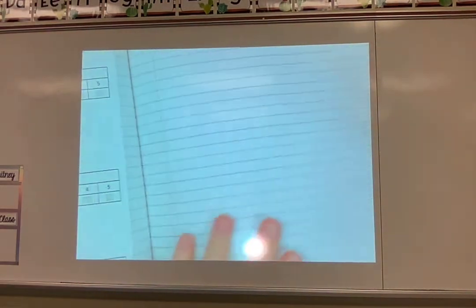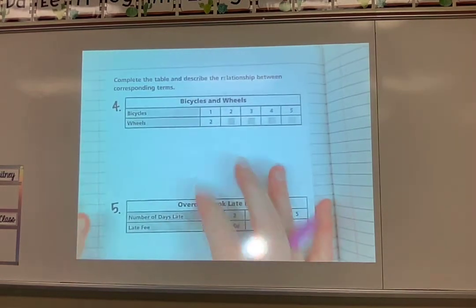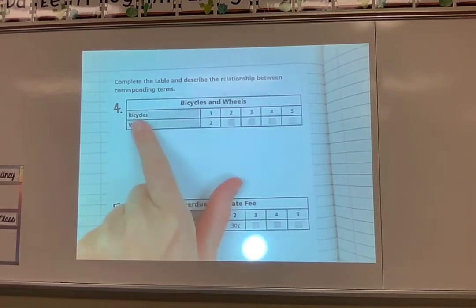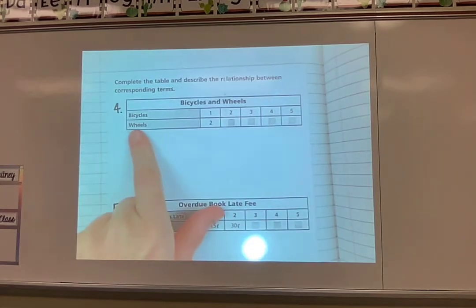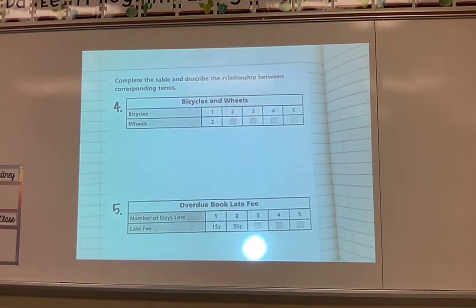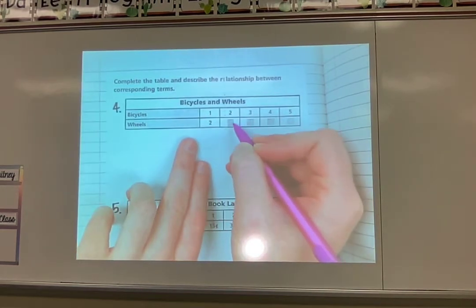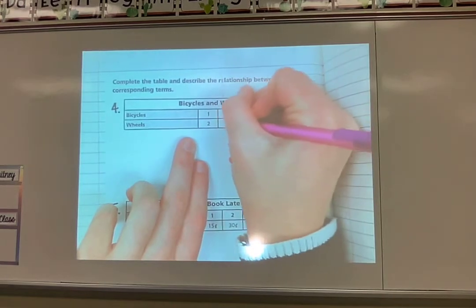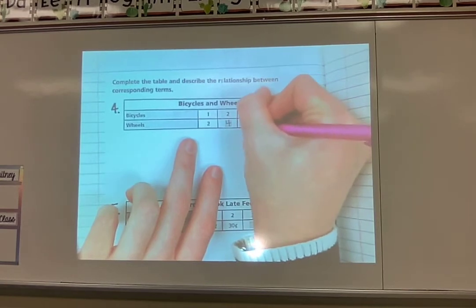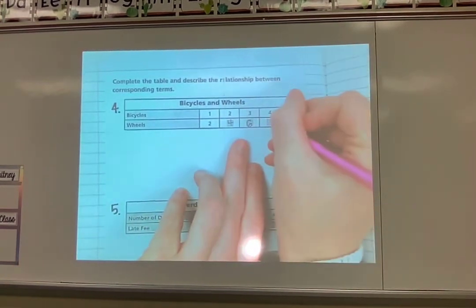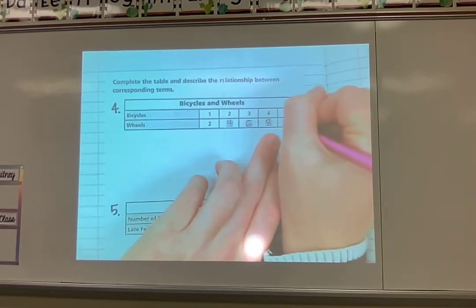Sometimes patterns are also shown in tables, kind of like this. So for instance, on number 4, we're dealing with bicycles and wheels. And along the top, it tells me I have bicycles, 1, 2, 3, 4, or 5 bicycles. And along the bottom is the number of wheels that they would have. So if I have 1 bicycle, I would have 2 wheels. If I have 2 bicycles, I would have 4 wheels. If I had 3 bicycles, I would have 6 wheels. If I had 4 bicycles, I would have 8 wheels. And if I had 5 bicycles, I would have 10 wheels.